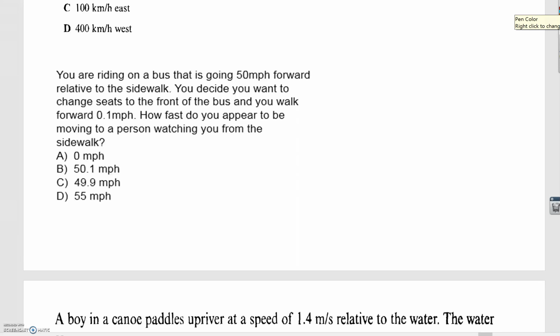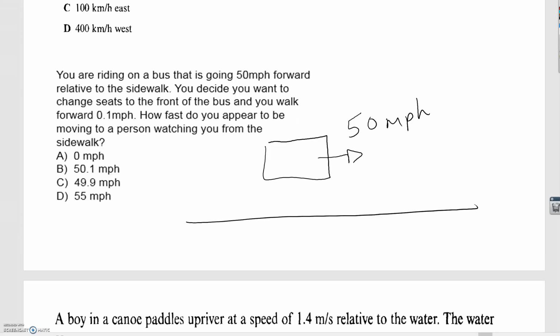So you're riding on a bus. Okay. Here's my bus. And it's going 50 miles per hour forward relative to a sidewalk. So here's a sidewalk. And you decide you want to change seats to the front of the bus and you walk forward. So here you are on the bus. Okay, and you decide to also move forward 0.1 miles per hour. How fast do you appear to be moving to a person watching you from the sidewalk?